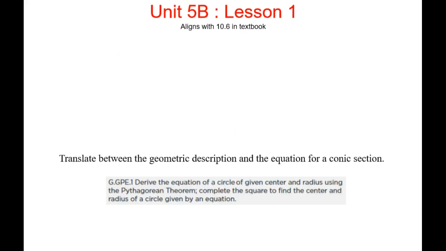So just a quick review of what we talked about in this lesson. First, we discussed how to use the Pythagorean theorem to come up with that standard form for a circle so that we can quickly identify the center and the radius. And then we went through the process of completing the square so that we can rewrite a given equation for a circle in that standard form so that we can quickly identify the center and radius.